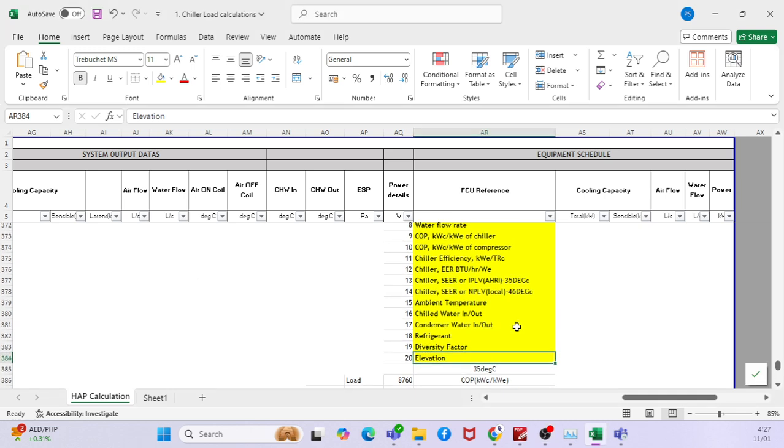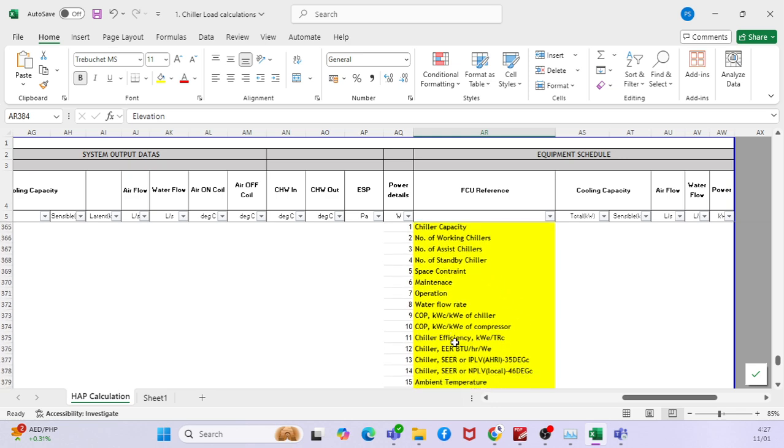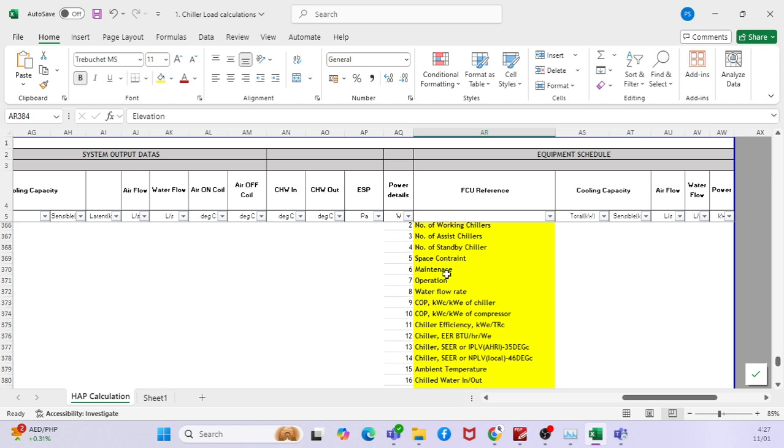So these are the 20 points when you do the proper chiller selection. You're clear, right? Very much clear. Then they talk about maintenance, they talk about operation, space constraint. Say for example, if one of the chiller selections.